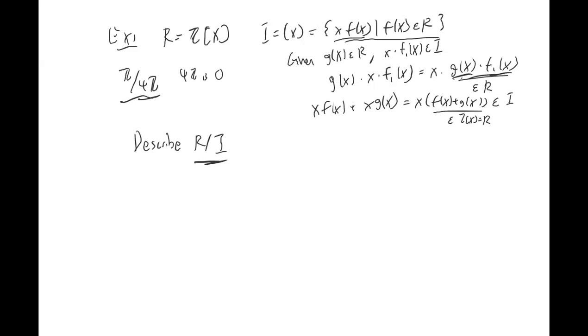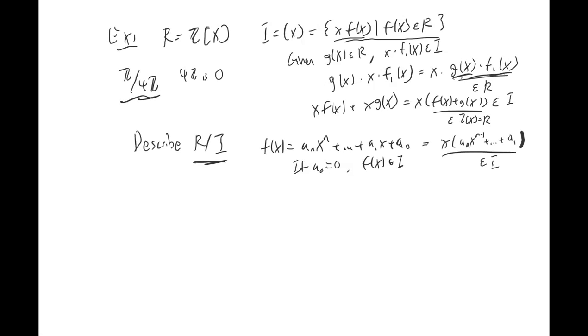So in this ring, the idea is, given f of x is a_n x to the n plus ... plus a1 x plus a naught, if a naught is 0, then f of x is in I. Do you agree? Because if a naught is 0, I could factor out x and make it x times (a_n x to the n minus 1 plus ... plus a1). And now this is an element of I. It's x times something in R. Is everyone clear on this?